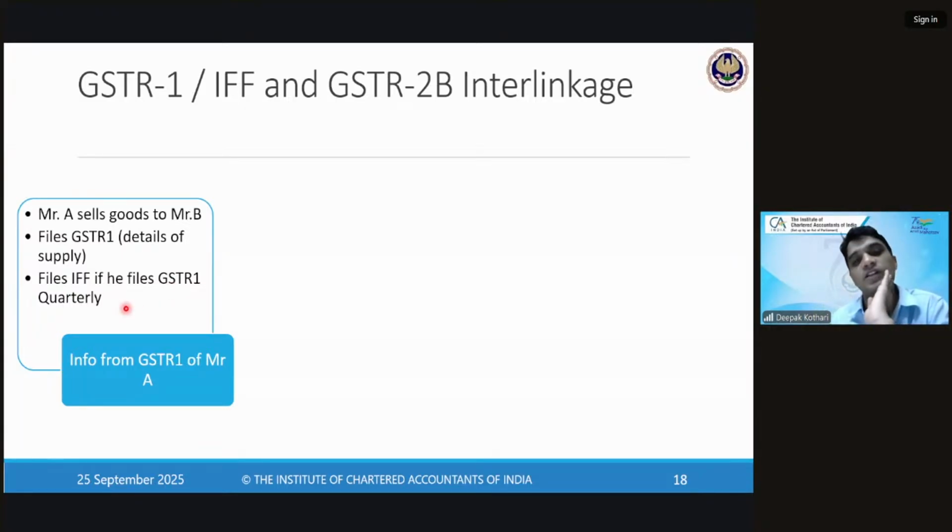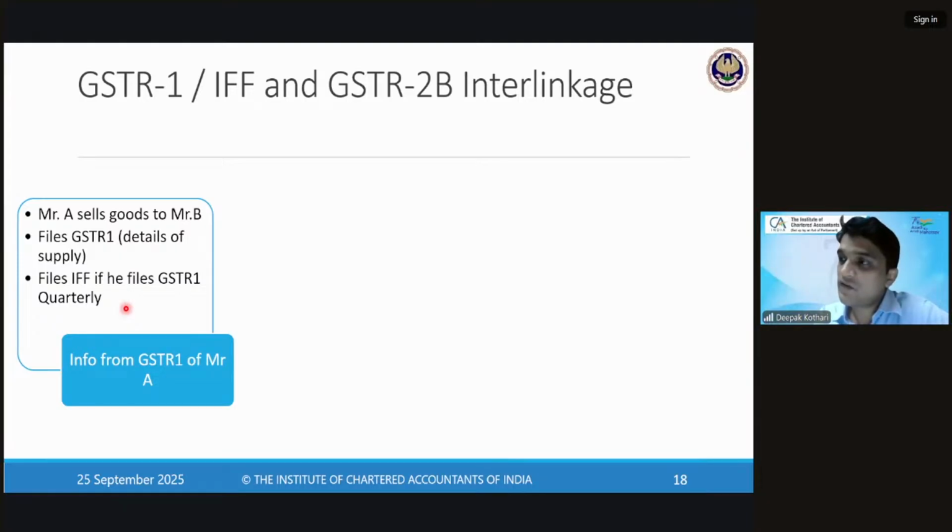So somebody was asking about IFF also. GSTR1 has to be filed on a monthly basis. Once you file your returns monthly, then you will file your GSTR1 also monthly and your GSTR3B also on a monthly basis. But in a case where the supplier is given an option that you don't file your returns monthly, you're a small trader, which means your turnover is below 1.5 crores or below 5 crores, you can file it quarterly.